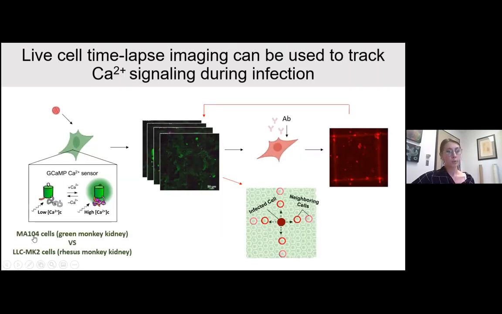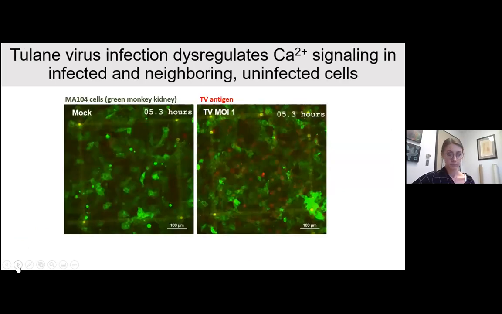And then one important point is that both rotavirus and Tulane virus can infect two different cell types. The first are MA104 cells, a monkey kidney cell line that was derived from African green monkeys. And the second is the LLC MK2 cell line. This is also a kidney cell line, but was derived from rhesus macaques. All of the rotavirus infection data that I've shown you to this point was done in MA104 cells, and all of the Tulane virus studies that I have shown to this point were done in LLC MK2 cells.